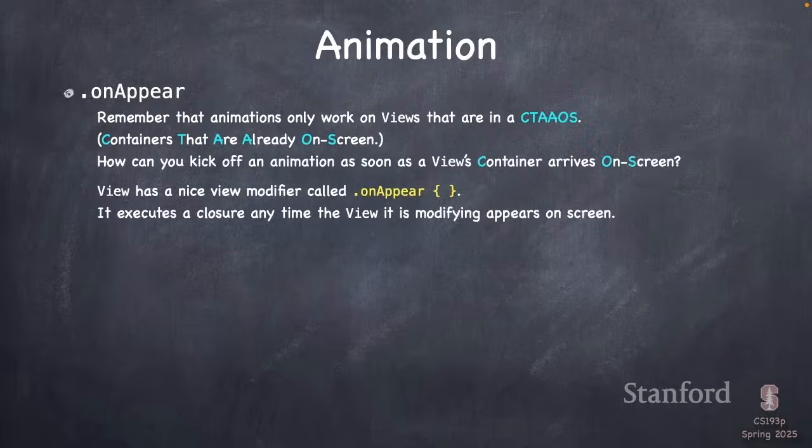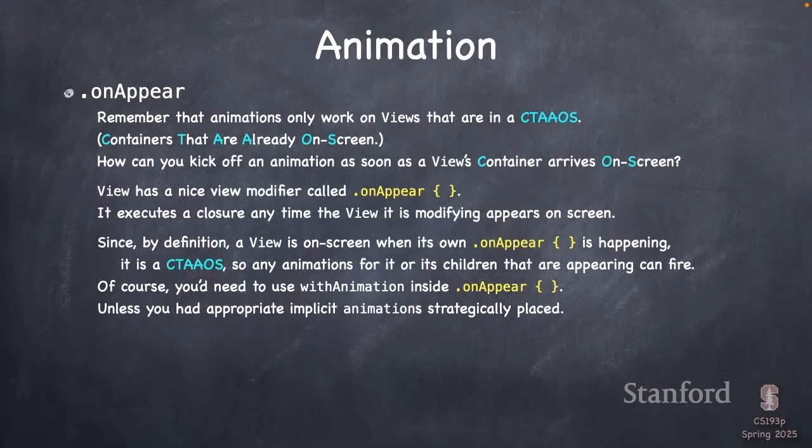So it's as simple as that. That's all onAppear does. As soon as your view comes on screen, it's going to execute some code. You get to say what the code is. And this is great for kicking off animations because as soon as you get this, you know you're on screen. And so now you can start kicking off your animation.